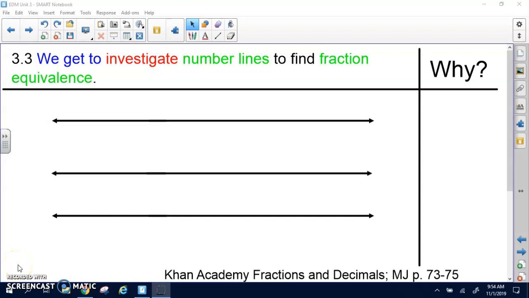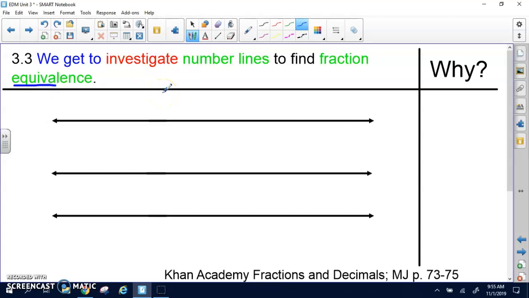Explore 3.3. We're going to investigate number lines to find fraction equivalence. Here's this word, equivalence. What does it sound like to you? Say it, everybody. Equal, yes, you can see just in the word. That's why I love words in English: equiv sounds like equal in my mind, right?